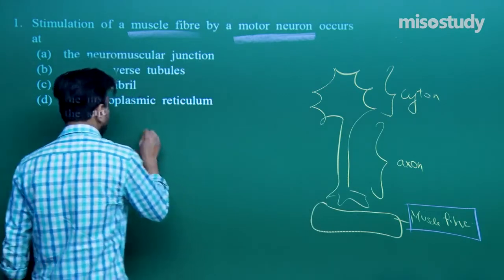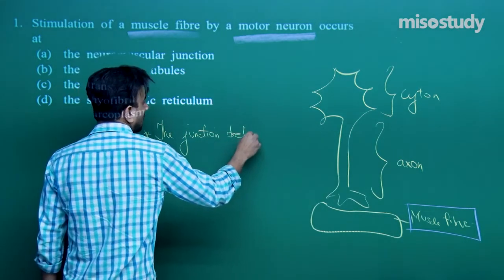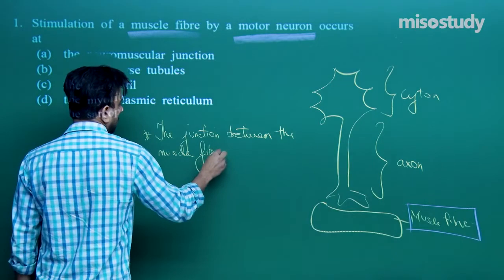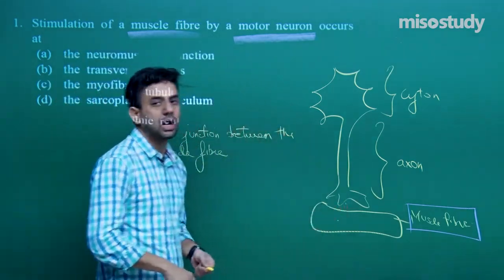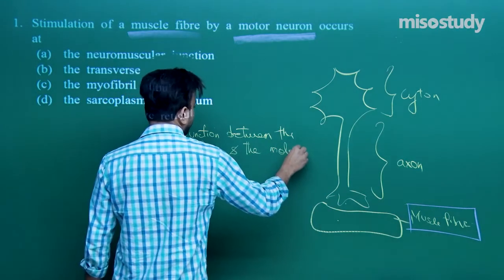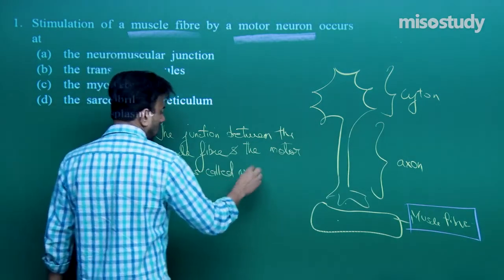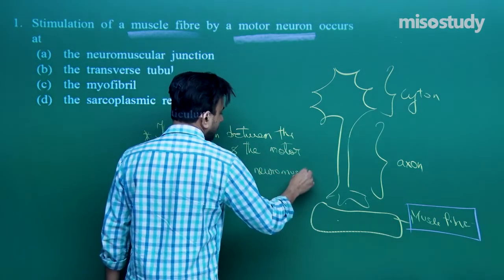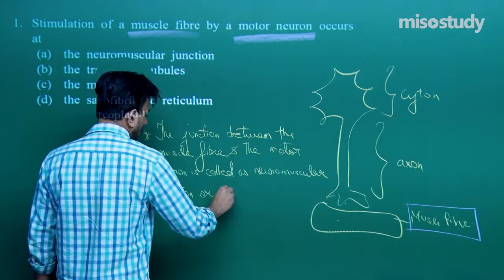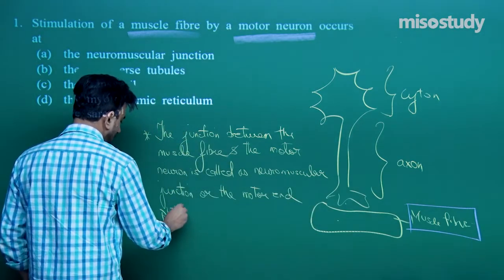So I can write this as: the junction between the muscle fiber and the motor neuron is called the neuromuscular junction, or the motor end plate.